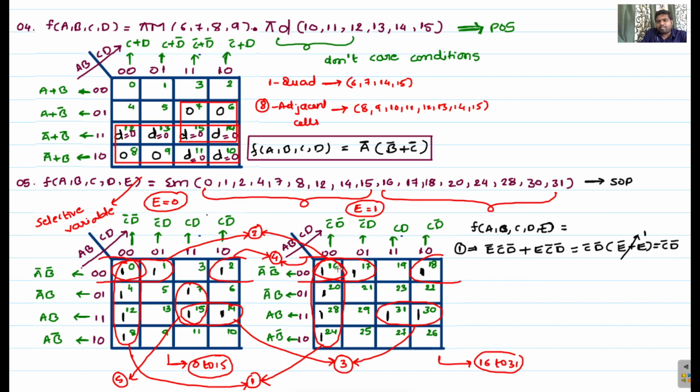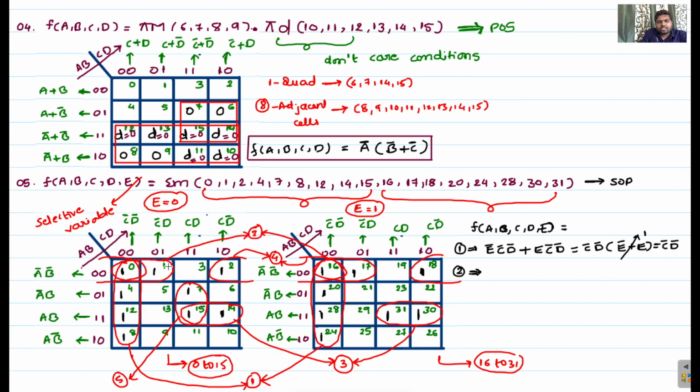If you take any pair from the first K map to the second K map, you will always get this E bar plus E. E bar plus E means that will become 1. So that common pair combination will give a resultant term. If you observe the second one, then you will understand.